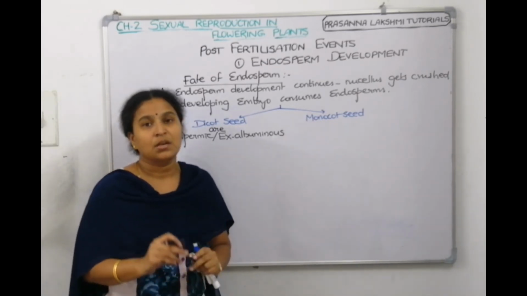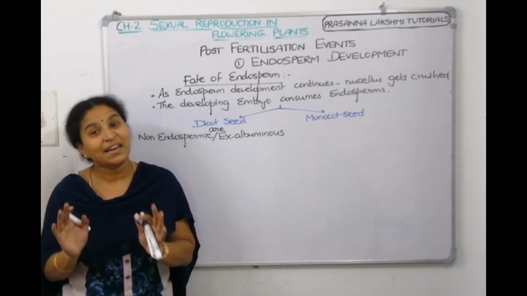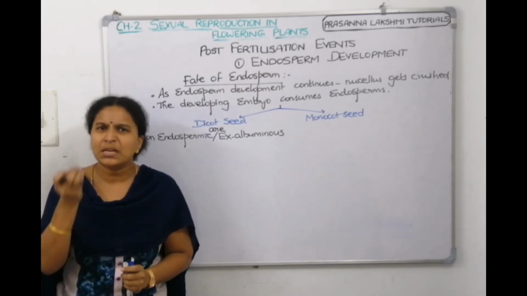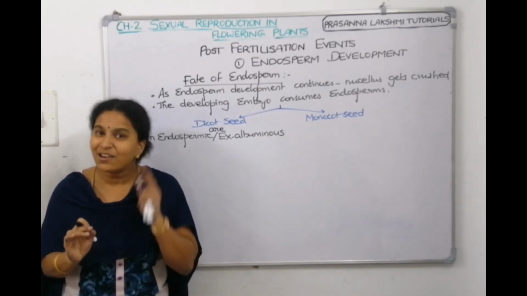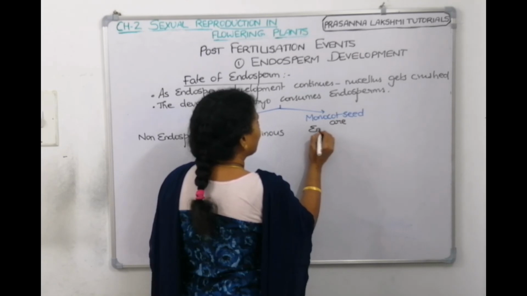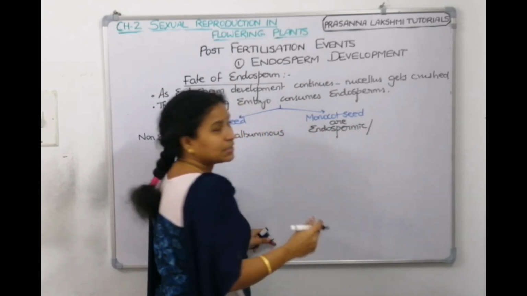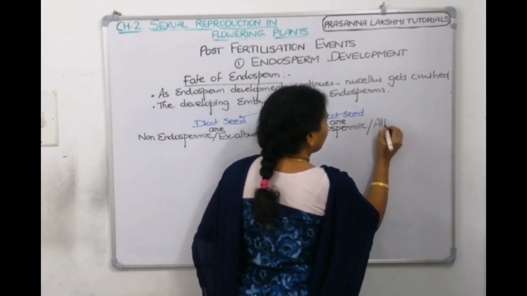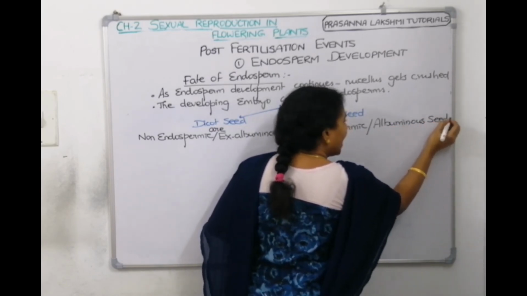Whereas come to monocot seed. Monocot seed will not consume the complete endosperm. It will retain endosperm. Little more bulky endosperm it will retain. That means only little endosperm it will consume. That means monocot seeds are endospermic. Endospermic means albumin is there. So, write them as albuminous seeds. They are also called albuminous seeds.